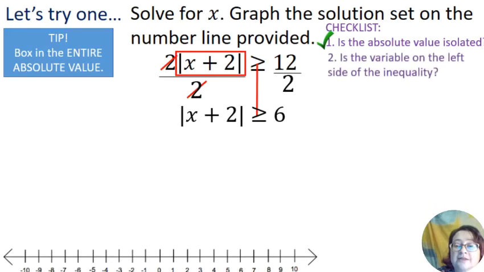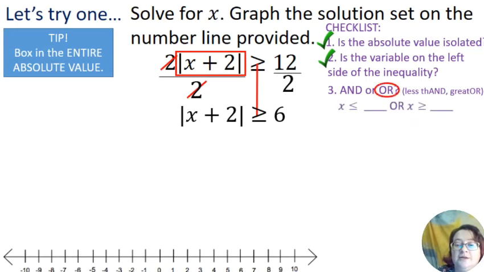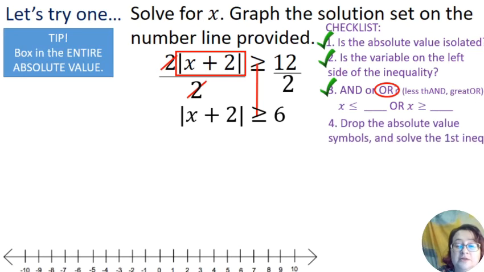Is the variable on the left side of the inequality? It is. Step 2 is good. Let's move on to 3. Is it "and" or "or"? Less than, great, or. I see greater than, so it is "or," which means x is going to be less than or equal to a number, or x is going to be greater than or equal to a number. Next step, drop our absolute value symbols and solve for the first inequality.